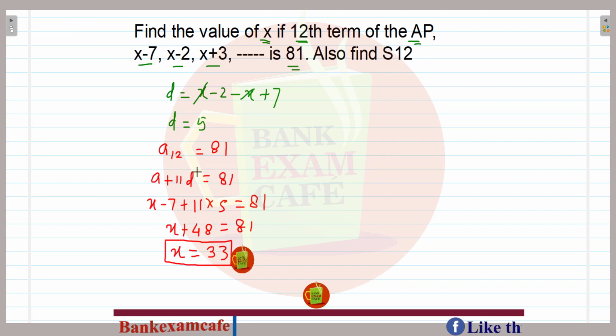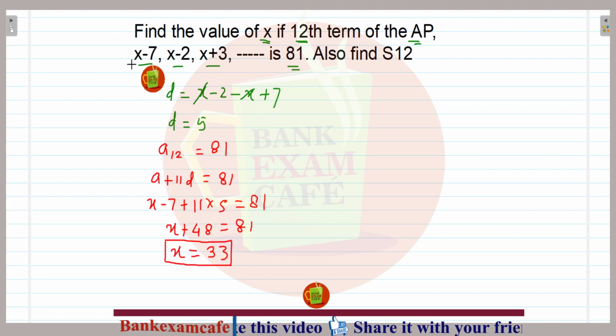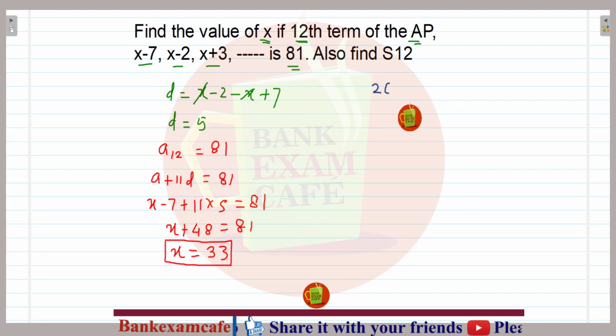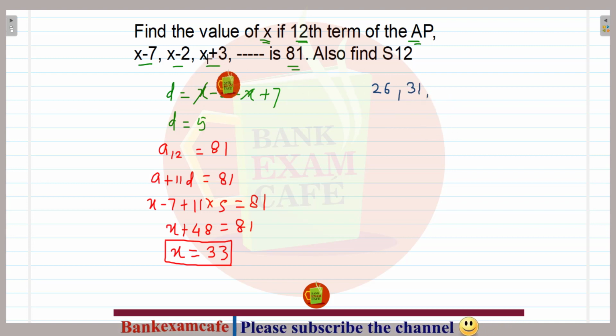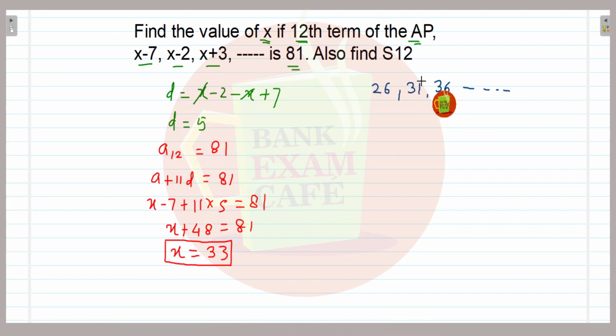Now here we can find the AP, put the value of x here as 33. So 33 minus 7, that is 26. Then 33 minus 2, that will be 31. Then 33 plus 3, that is 36, and so on. This will be the AP, and now we have to find the sum of the first 12 terms.